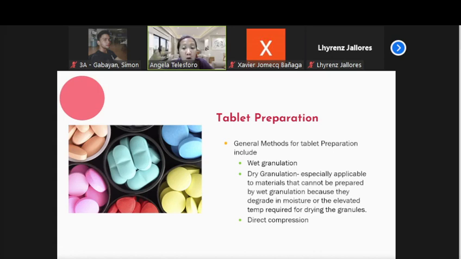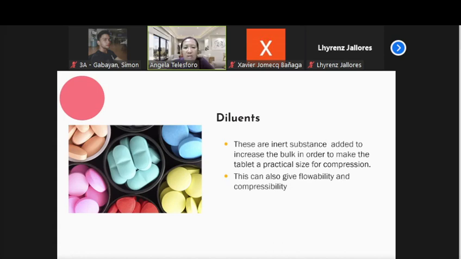And there is also direct compression, which has no granulation. So, diluents again. I asked somebody earlier.